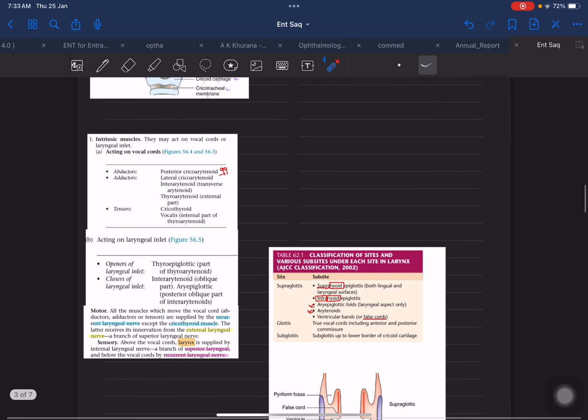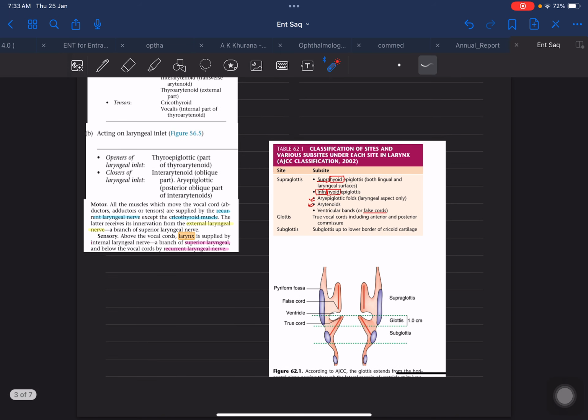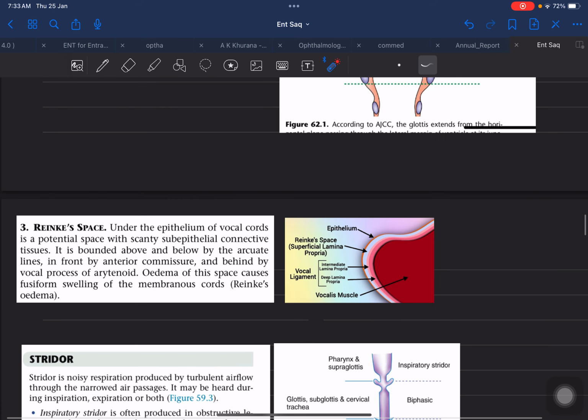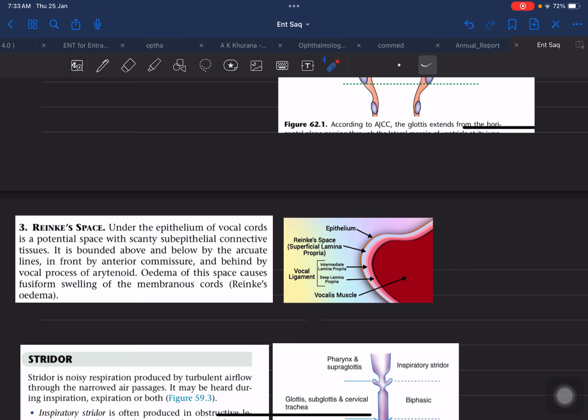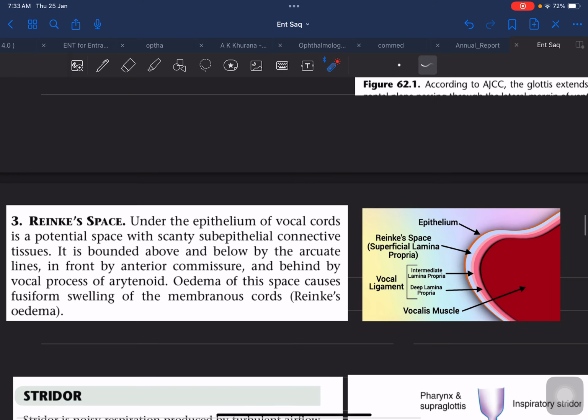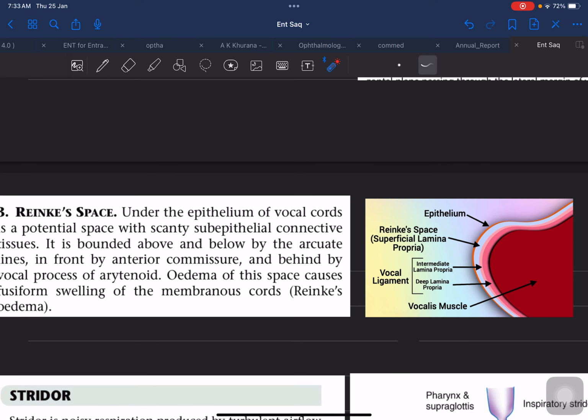Okay, we have done with two questions. One is the muscles, another is the subsites of this larynx. Now moving further, there is one important question that is also often added as a tail question in maximum questions. What is Reinke's space, where is it localized? And talking about Reinke's space, as you can see, it is under the epithelium.